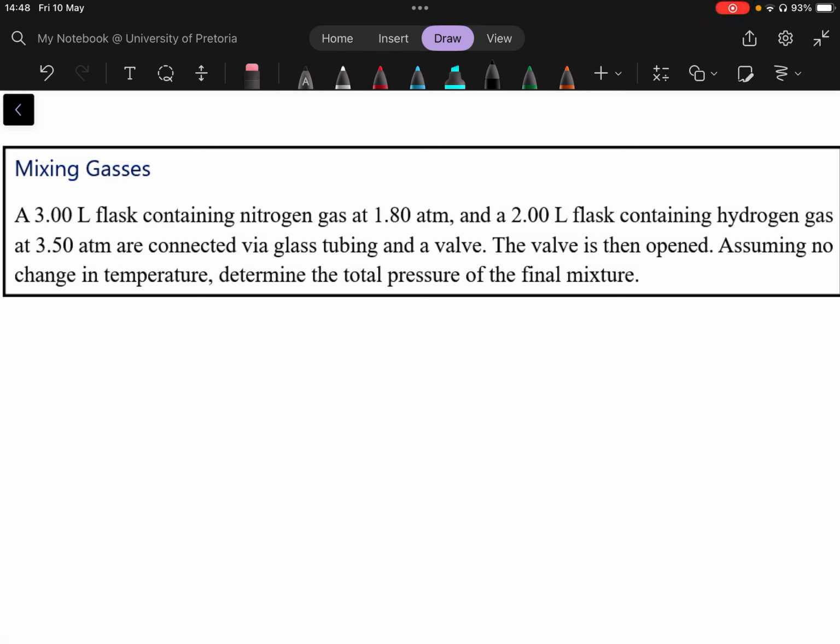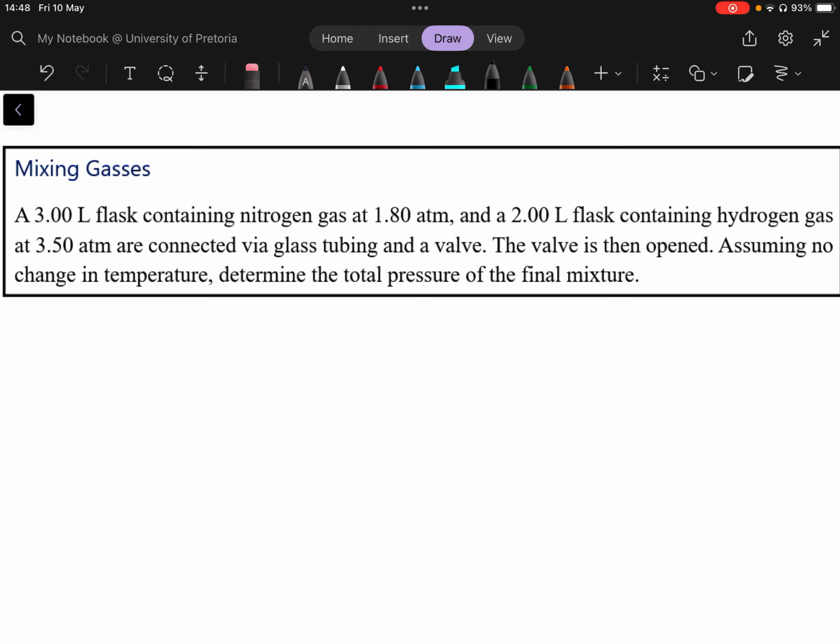Okay, so let's look at an example where we mix two gases. Each has their own pressure and volume starting, and then we mix it to make one big mixture of gases. And we see how that happens, or what effect that has on the total pressure of the system.